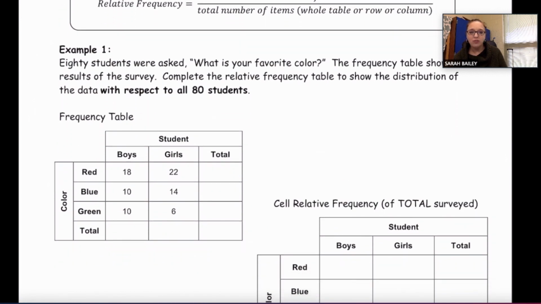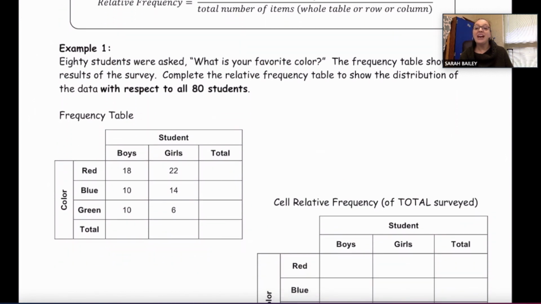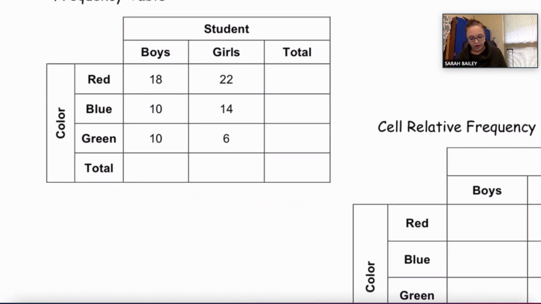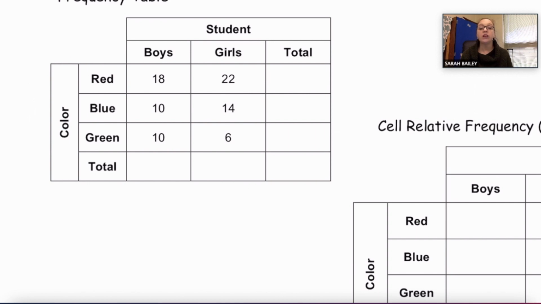So let's look at this first example. It says that 80 students were asked, what is your favorite color? The frequency table shows the results of the survey. Complete the relative frequency table to show the distribution of the data with respect to all 80 students. Well, first things first, we've got to come over here and finish filling out our two-way table. Now, our total should add up to 80 because it said that 80 students were surveyed.